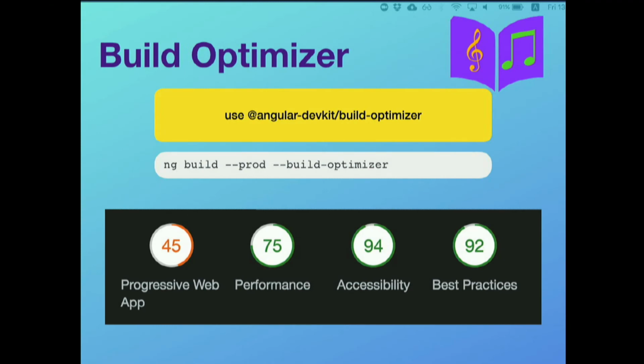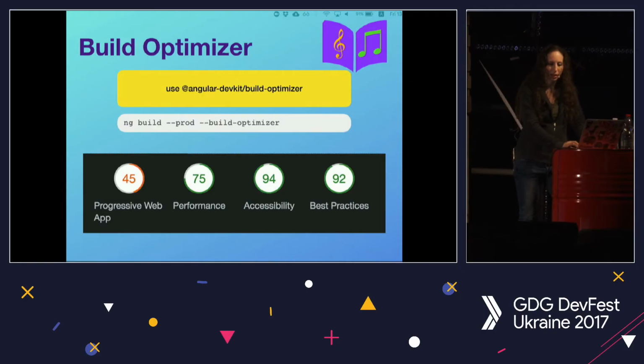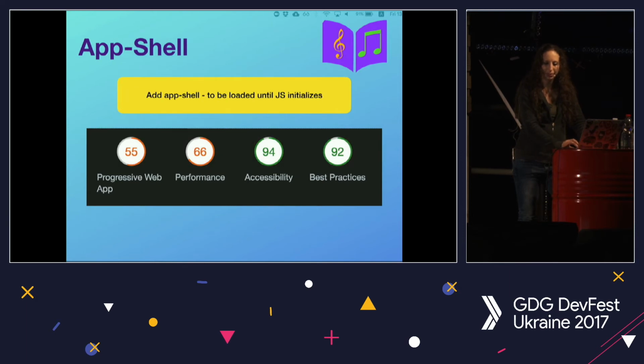So where were we? This is what I did with the build optimizer, and these are the results that I got before when I did that. It boosted my performance to 75, so it was really cool. The next step that I'm going to do is add an app shell. Remember that we just had a white screen in the audit for 4 seconds until the user could see something in the application. So we want to fix that.